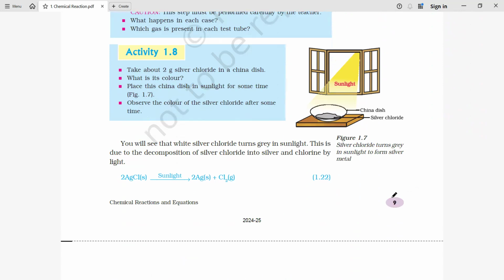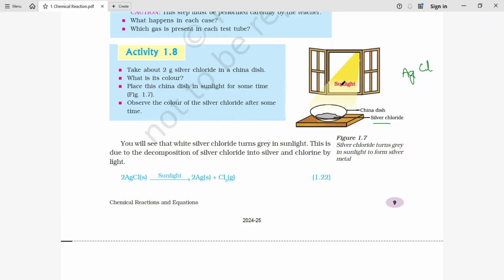Next we have another decomposition. They ask many times about silver chloride. Any doubt, you can write in the comment box. So now here we have silver chloride. Silver chloride is AgCl, Ag for silver, Cl for chloride. It is kept in a China dish.